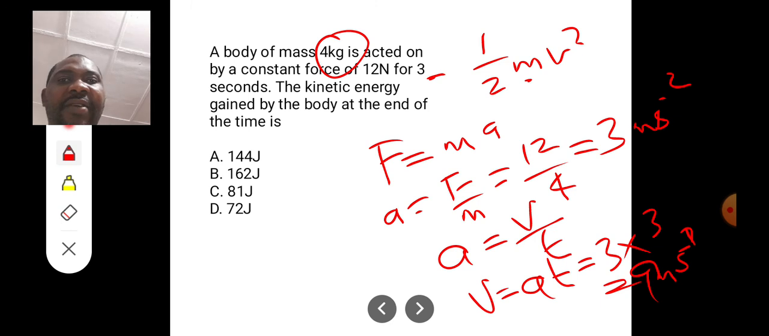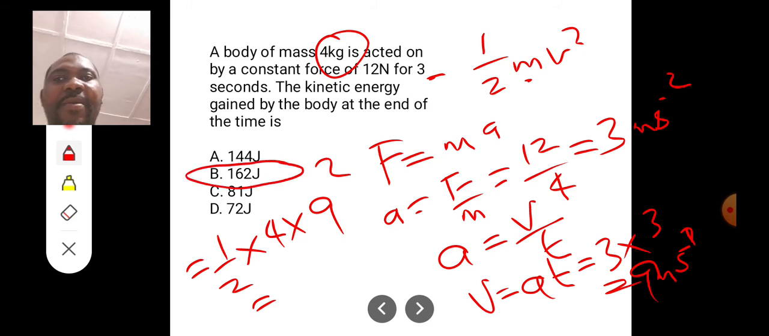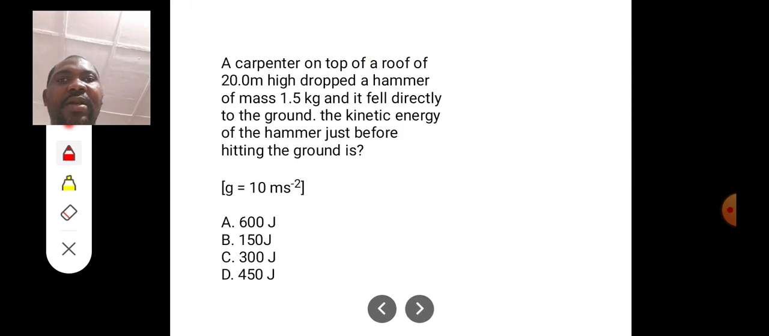Now that we found velocity, we can now find the kinetic energy, which is half times the mass, 4, times the velocity, 9, so 9 squared. So that will give me 2 times 81, that's 162. So the answer is B, 162 joules. This is beautiful, beautiful. Okay, so let's see another question here.